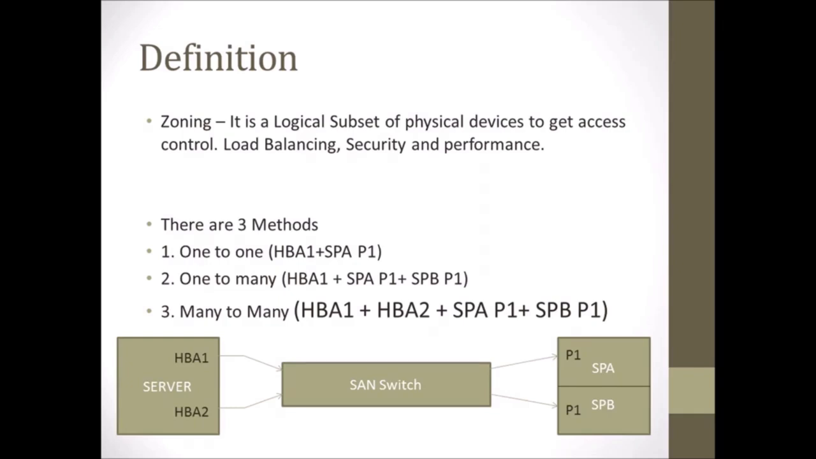Okay, and the many-to-many method is also available, where we add multiple HBA cards into the zone. In this example, HBA 1 and HBA 2 are in the same zone, and those are zoned with SPA P1 and SPB P1. Okay, so we use many-to-many zoning in the case of a cluster. If you know about clusters, a cluster is a collection of two or more nodes to achieve high availability of an application. And whenever you want to configure a cluster, at the storage level and SAN switch level, we need to do many-to-many zoning. Okay, let's move to the next slide.